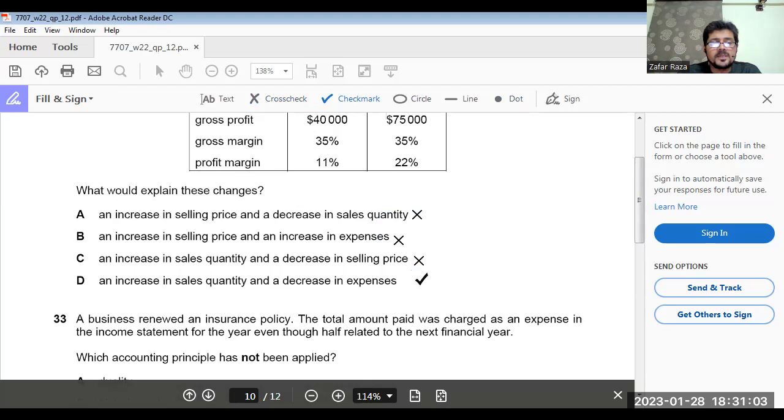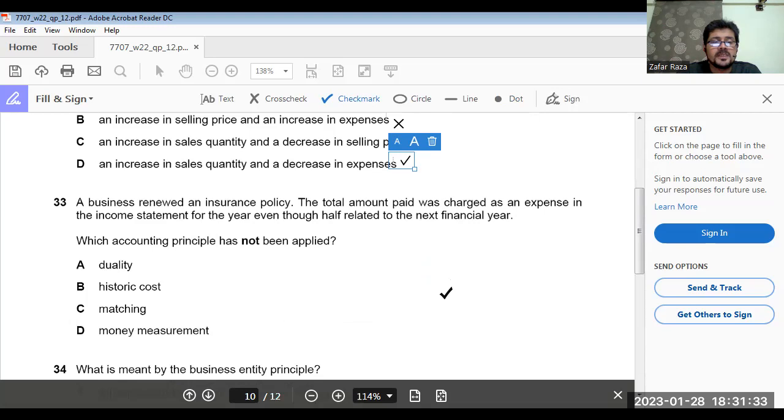See, option A and option C are useless because in both cases we have to discuss expenses also, no? Because when profit margin is increasing and gross margin is the same, it means your expenses are decreasing, not increasing. So A and C could not be the option because they are not discussing expenses. Only B and D are discussing expenses also. B says expenses increasing, which is wrong. So D option should be the answer. Okay. 33.